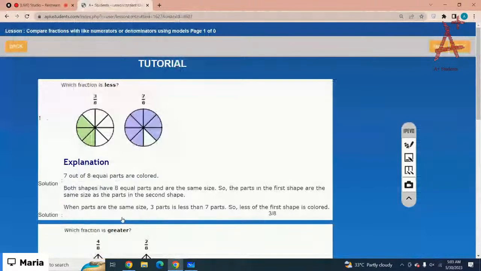Okay, which fraction is less? So just look at the first one. It has 8 portions and just 3 of them are colored. And the second one has again 8 portions and 7 of them are colored. So which fraction is less, 3 by 8 or 7 by 8?